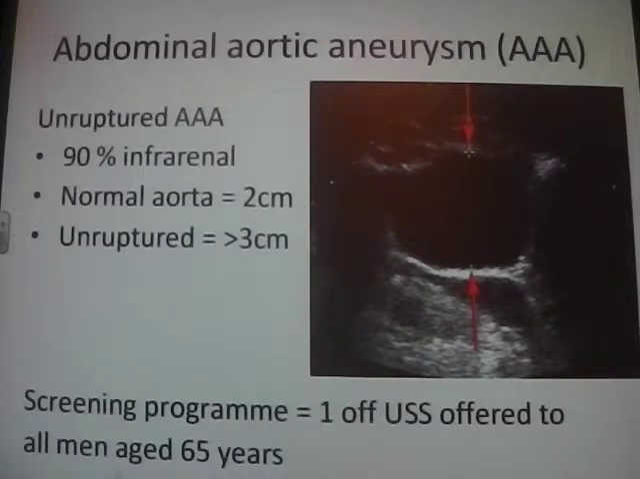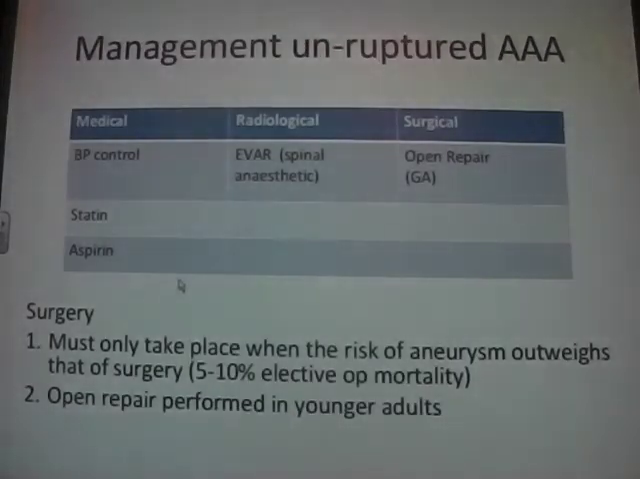So, the next bit's a case, but it relates a little bit to this. Oh, sorry, it's not. So, the medical management of an unruptured aneurysm. Do you know when you would start to think about managing? Yeah, that's always the cutoff for surgery. Before that, you just want to look at your modifiable risk factors. And do you know what an EVAR is?